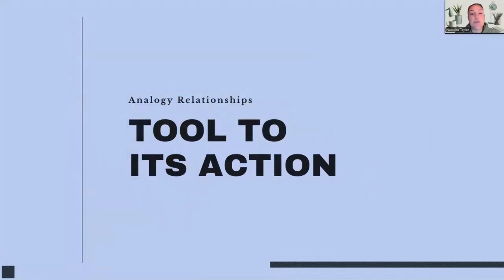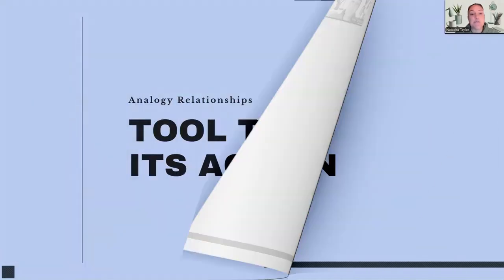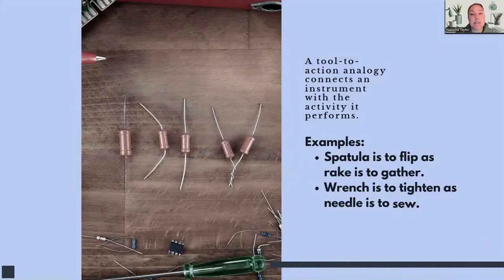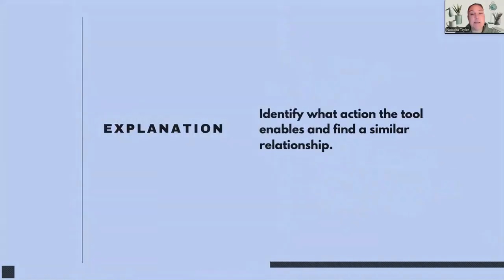Analogy relationships, tool to its action. A tool to action analogy connects an instrument with the activity it performs. Examples: spatula is to flip as rake is to gather. Wrench is to tighten as needle is to sew. Explanation: identify what action the tool enables and find a similar relationship.